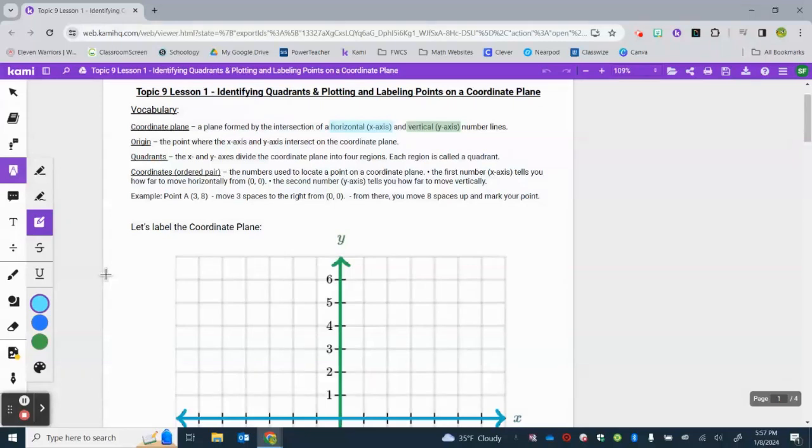Hello, everyone. Welcome to the Topic 9, Lesson 1 video. In this video, we will be talking about identifying the quadrants and plotting and labeling points on a coordinate plane.